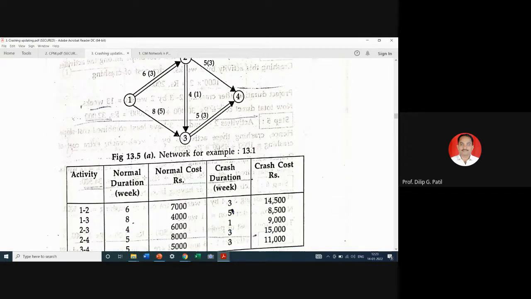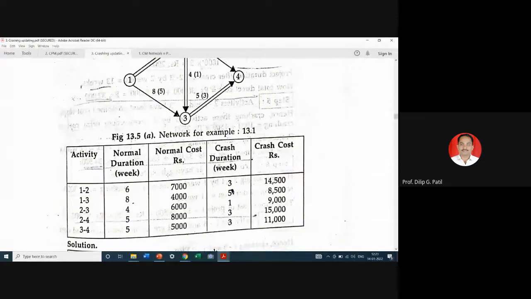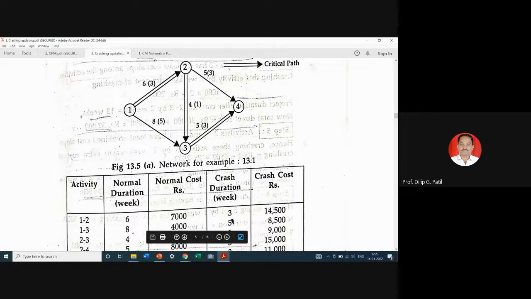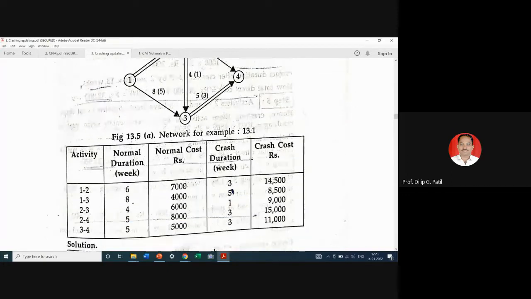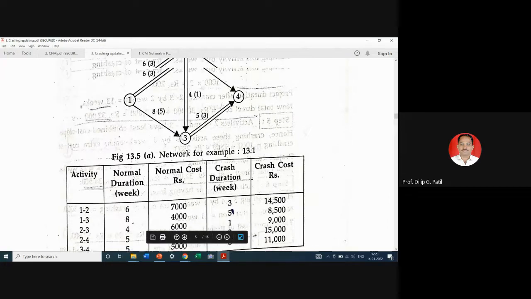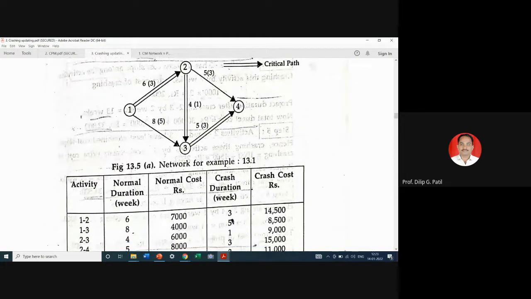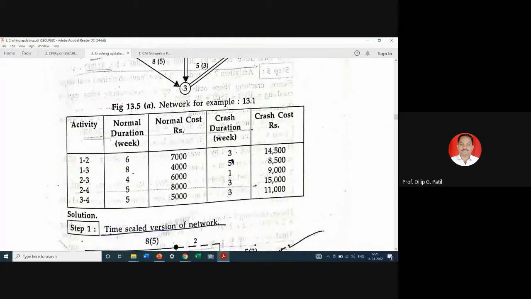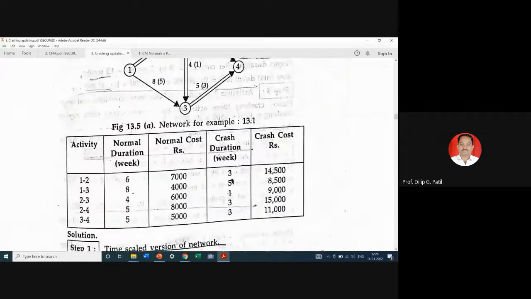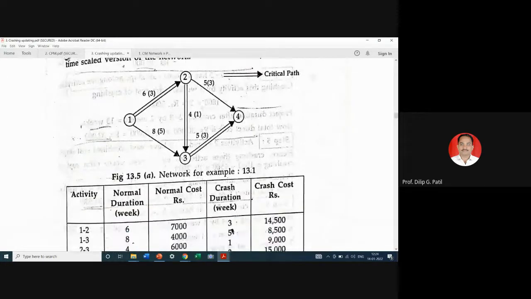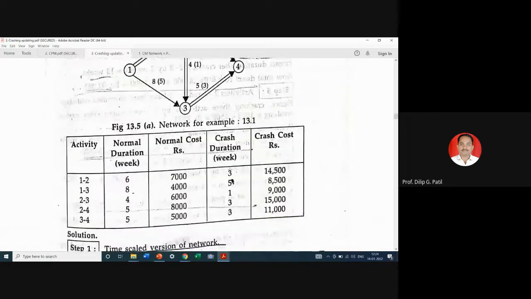So here you can see this table, tabulated in this form. Activity, normal duration, then crash duration in the bracket, and their normal costs are also given. Crash costs are also given. So the crash duration is in the bracket that you have to consider. From this you have to calculate cost slopes. Okay, time scale version of the network, what do we have to do now? What will our project duration be?